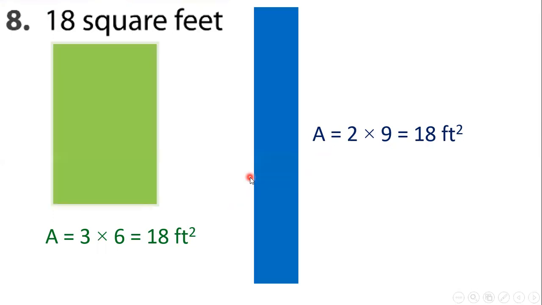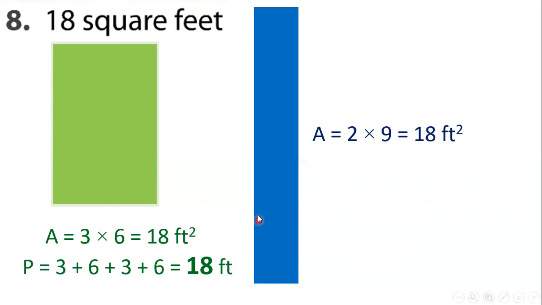We have to draw the rectangles. Now, we need to find the perimeter of each rectangle. These two sides are 3 feet long, and these two sides are 6 feet long. So the perimeter of this rectangle is 3 plus 6 plus 3 plus 6 equals 18 feet.